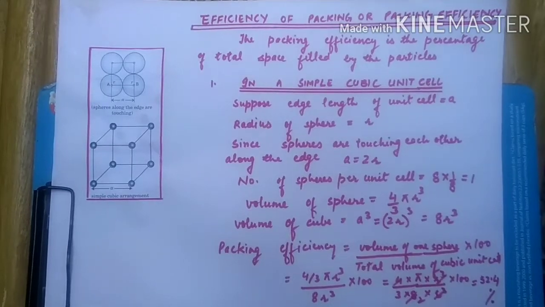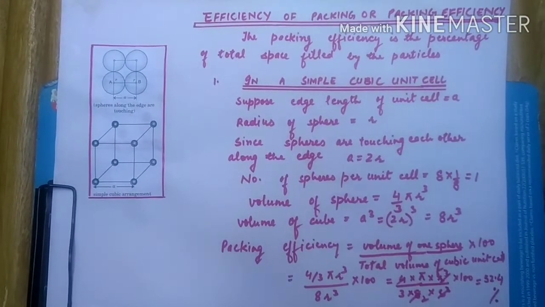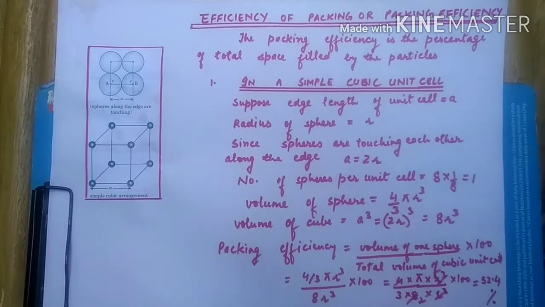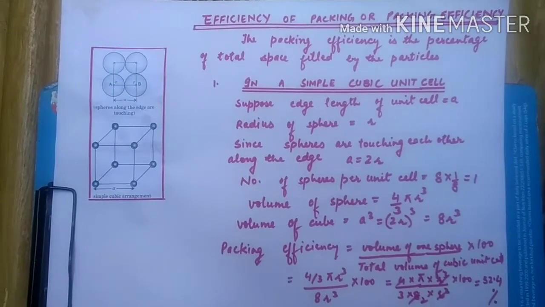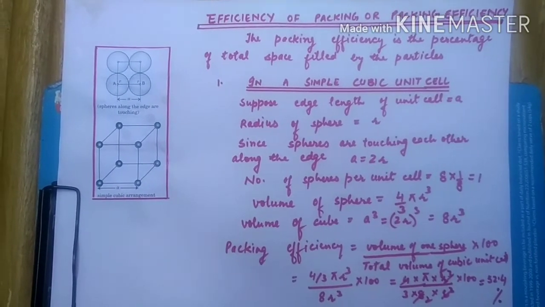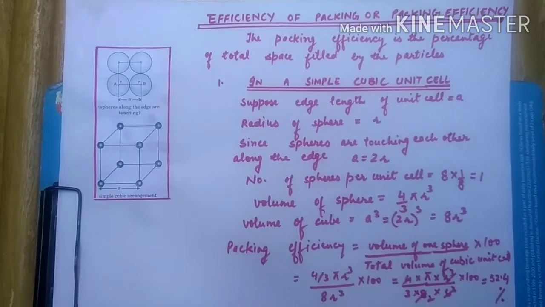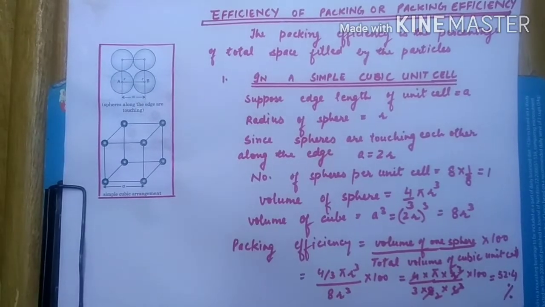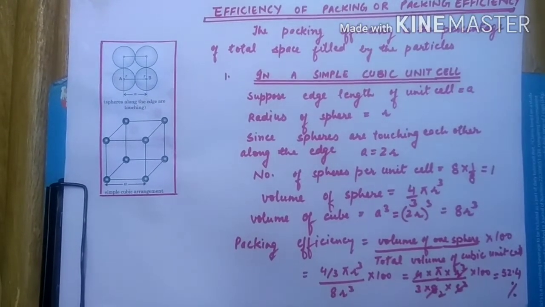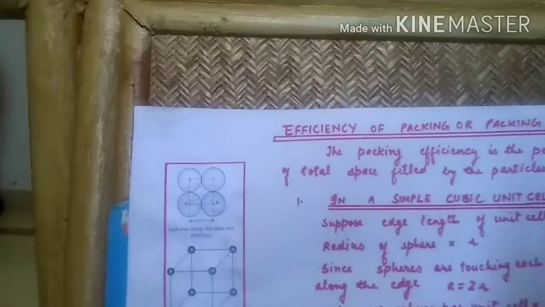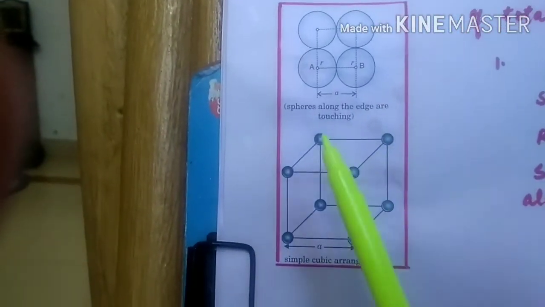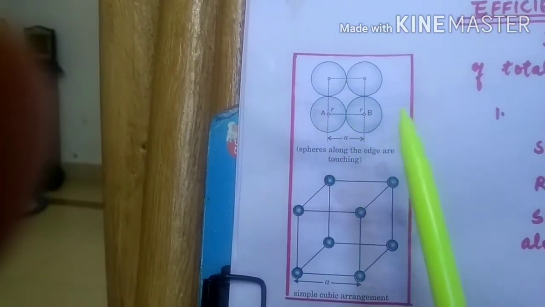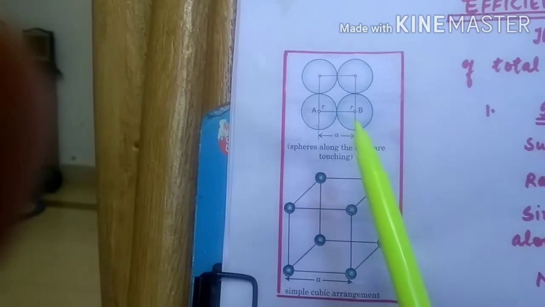Good morning, students. Today's topic is packing efficiency, taken from your chapter Solids. The packing efficiency is the percentage of total space filled by the particles of solid. Now, in a simple cubic unit cell, the atoms are present at the corners of the unit cell, and the atoms at the corners are touching each other along the edge length.